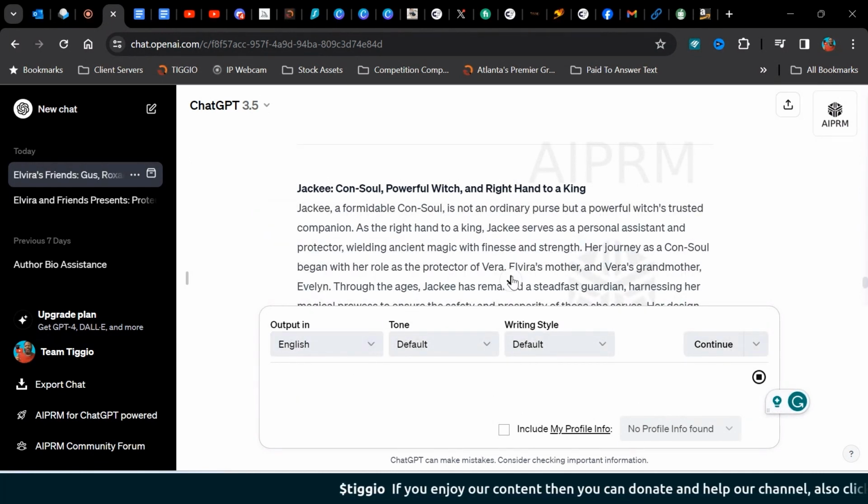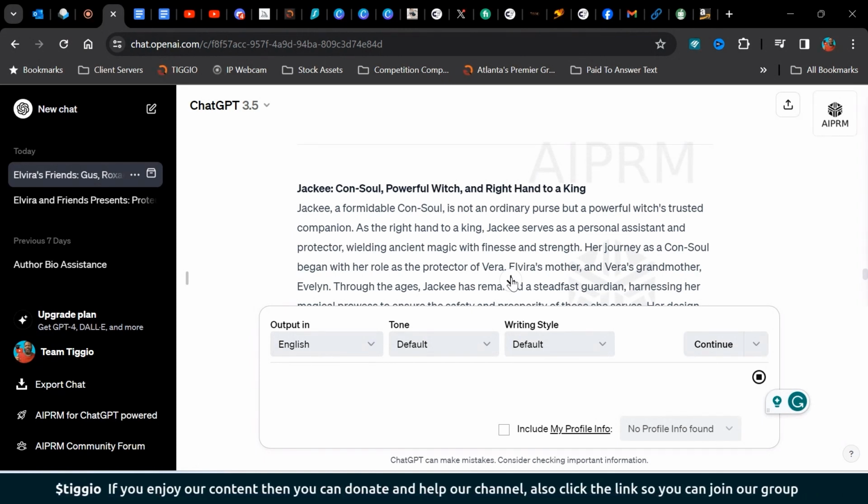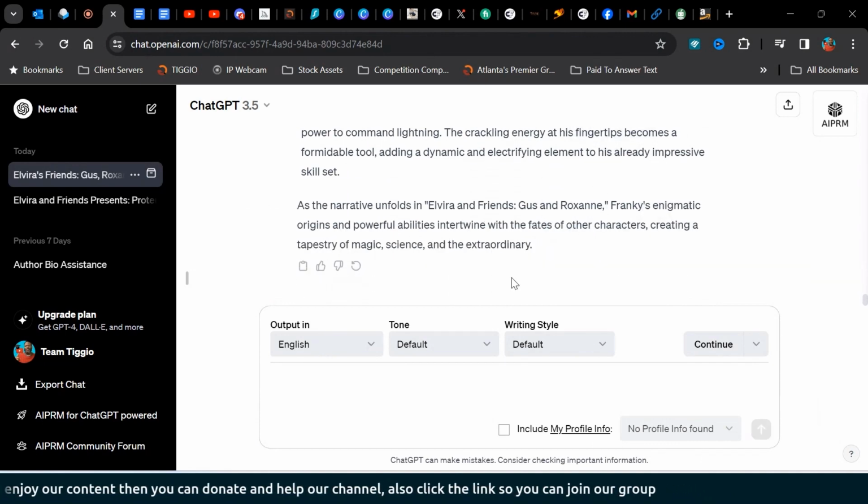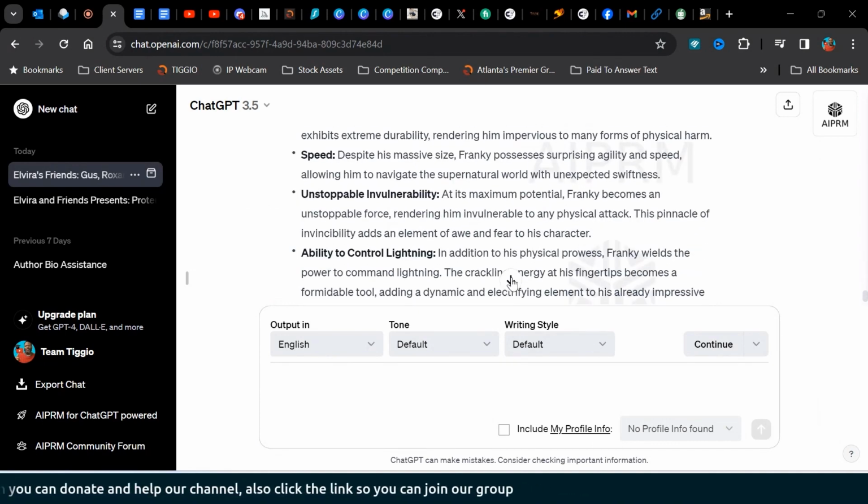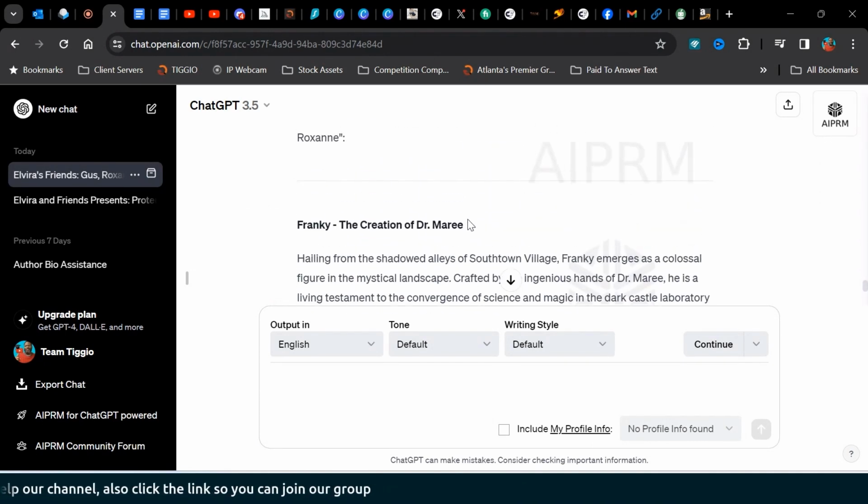All right, so you got to add all of your characters in when you're doing your outline. It's a slow and tedious process. It's not for the weak, it's not for the weary.